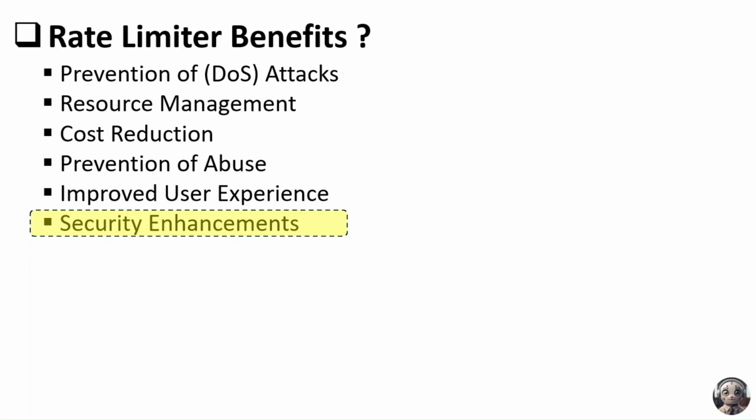Finally, using a rate limiter adds an extra layer of security. By controlling the rate of requests, you can spot suspicious activity more easily, like someone trying to guess passwords or exploit vulnerabilities. It's like having a security guard who not only checks tickets but also keeps an eye out for anything unusual, making your system safer overall.